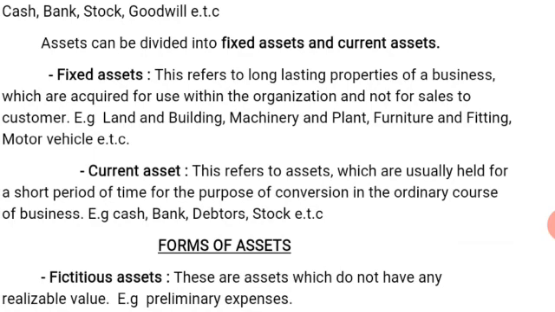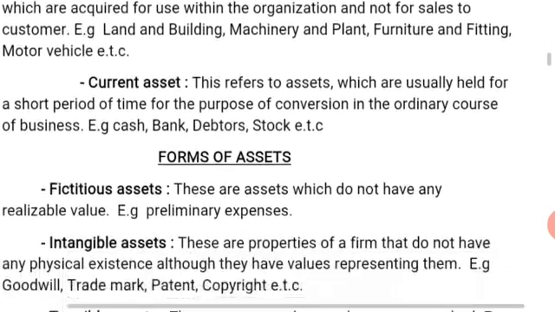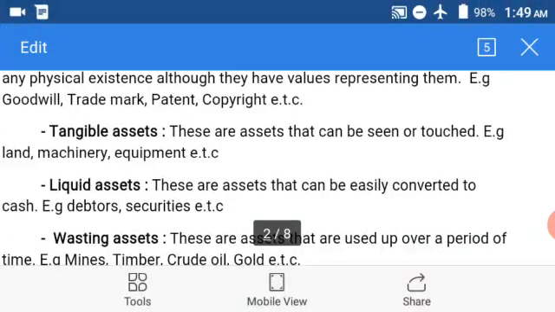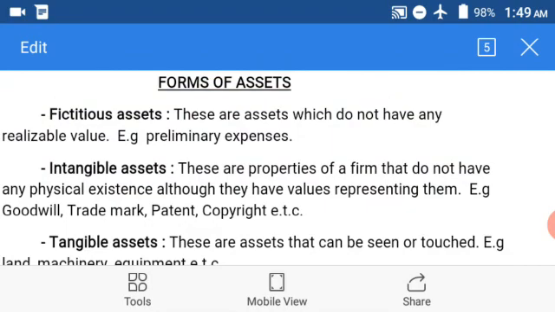So fixed assets are not meant to be sold, they are to be used to give a future revenue to the business. For example, the examples of fixed assets are land and building, machinery, plants, furniture and fittings, motor vehicle, etc. Current assets.